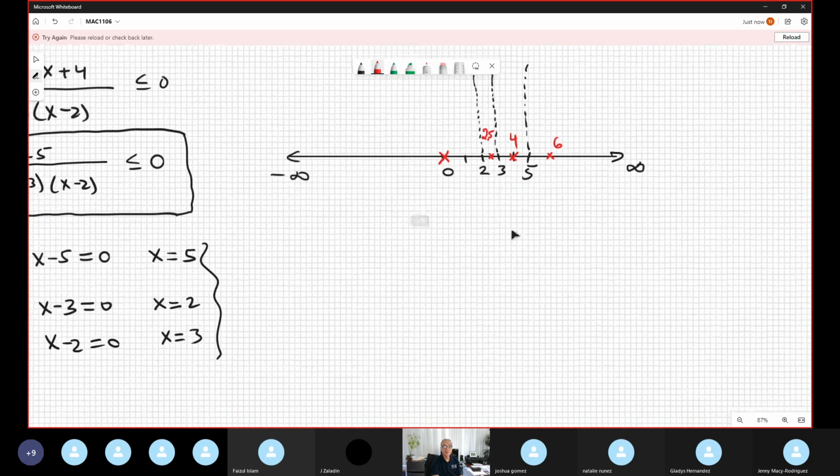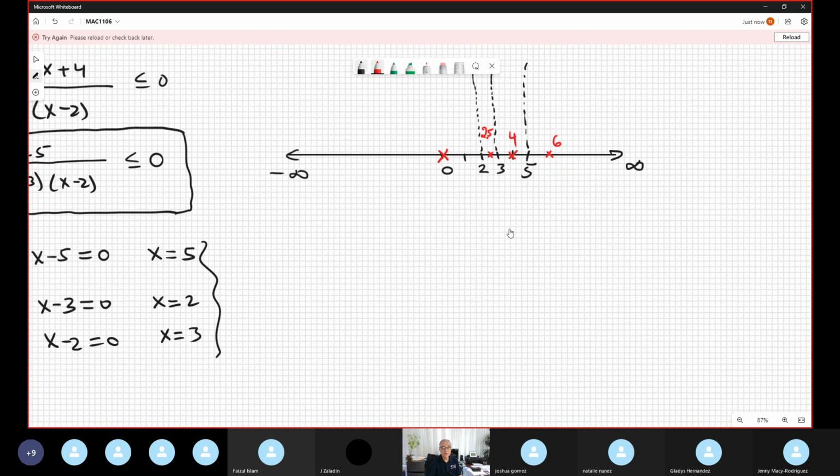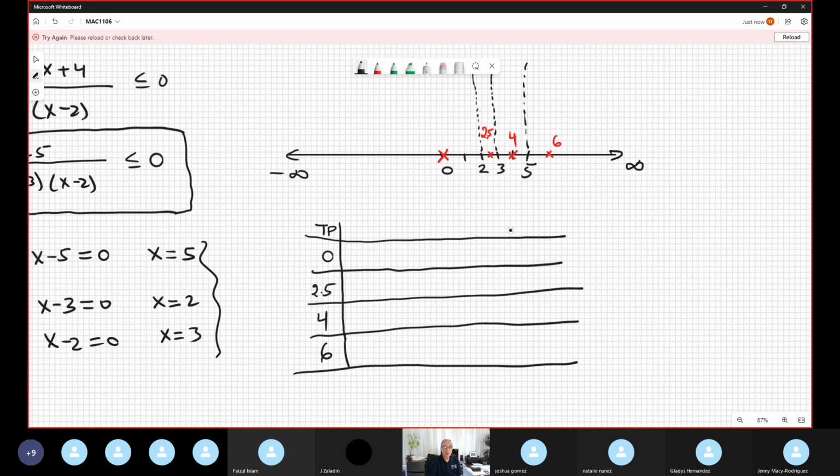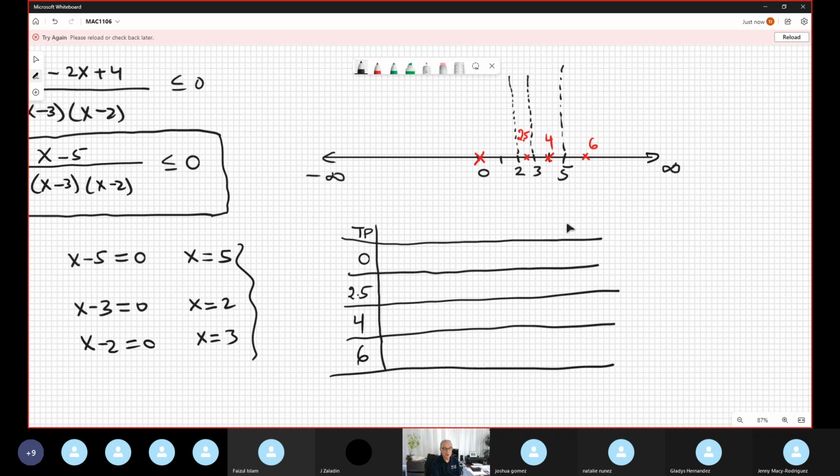Okay, now the table. The table is always the same format. The first column is the testing point. You copy 0, you copy 2.5, you copy 4, and you copy 6.